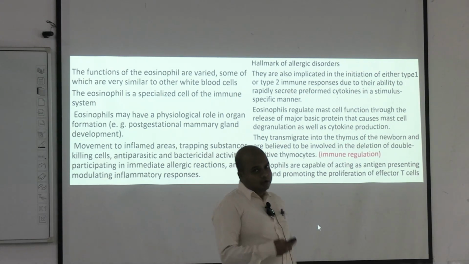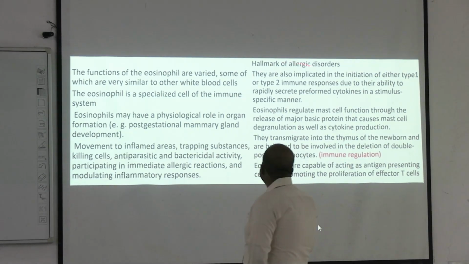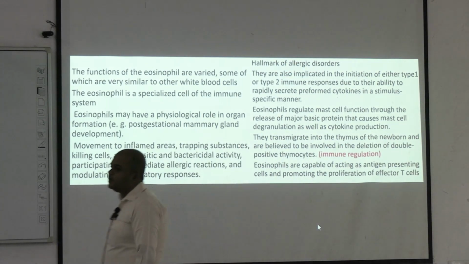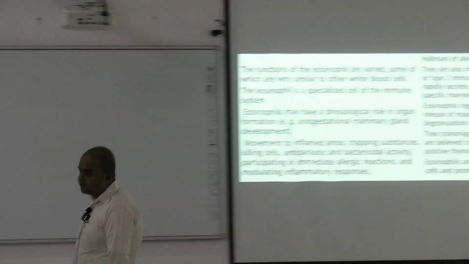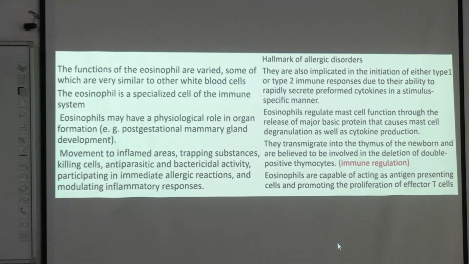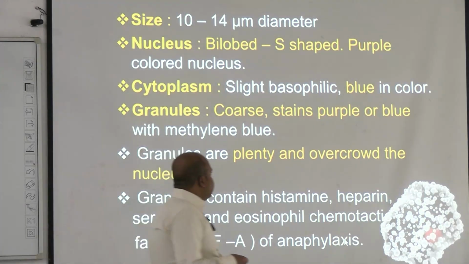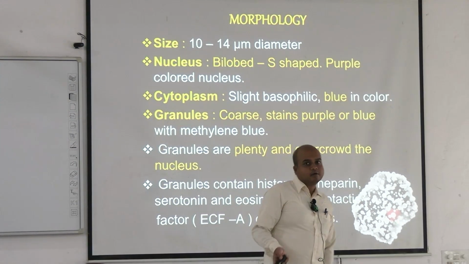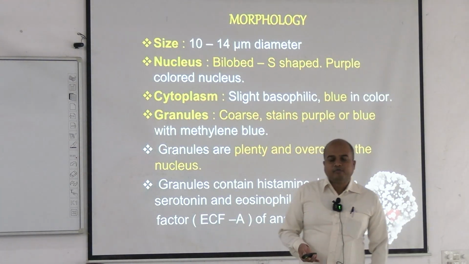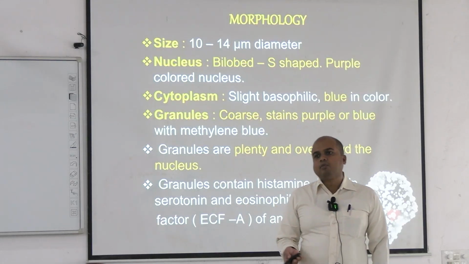These are the hallmark of allergic disorders. Eosinophils are primarily involved in allergic reactions. They help the body to combat allergic manifestations. Again, basophils are very few in number, so they are difficult to identify under the microscope.